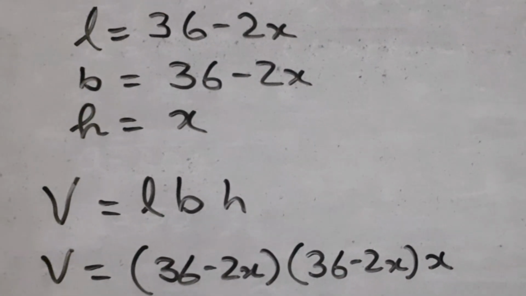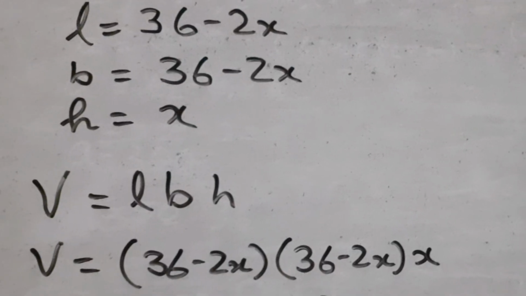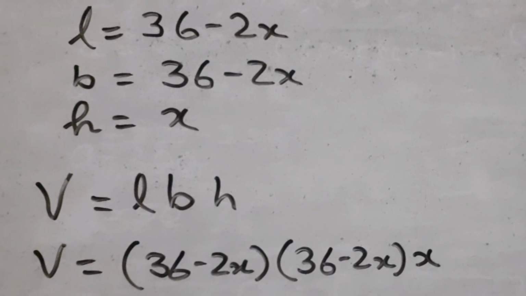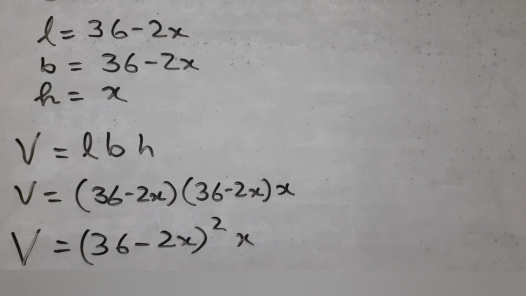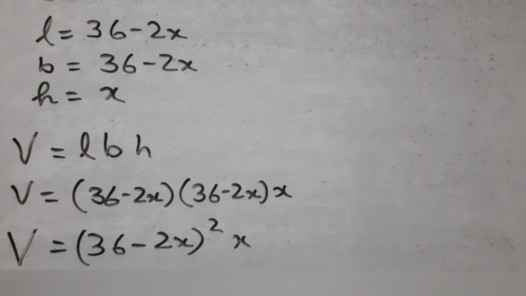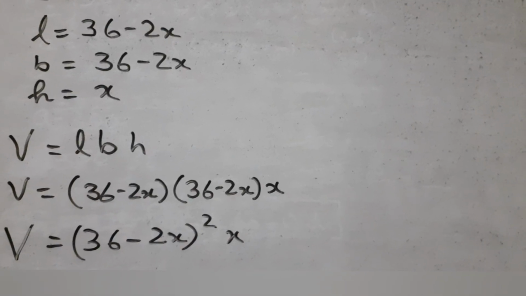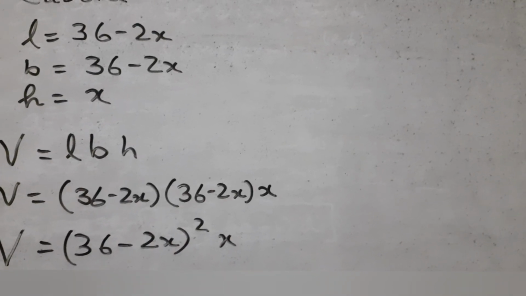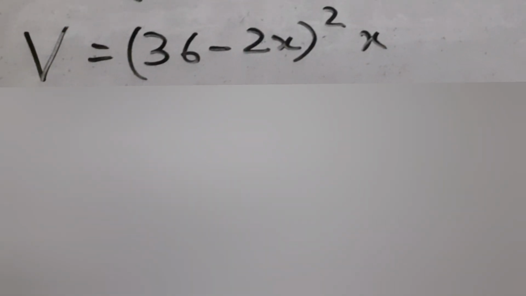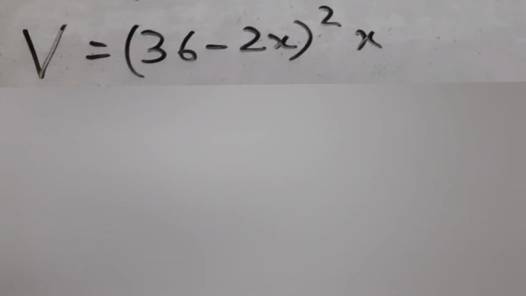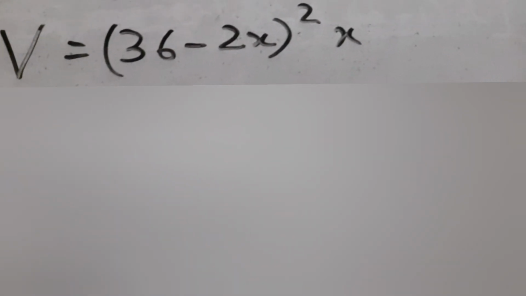Substitute the values for L, B and H. Since L and B are the same, we can write V equal to (36 minus 2x) the whole square times x. We can apply the identity for (a minus b) the whole square to expand (36 minus 2x) the whole square and make V into a polynomial, or use product rule to find dV by dx.